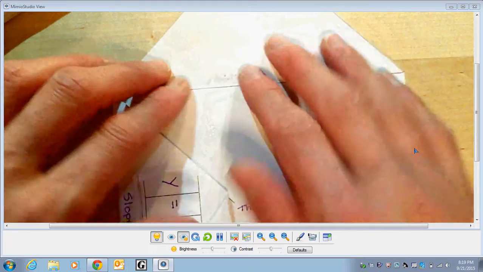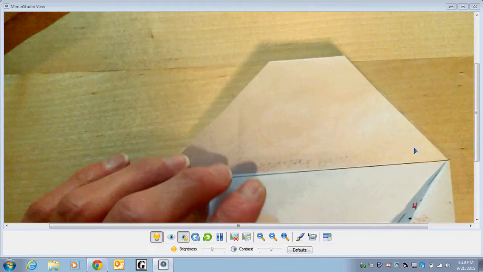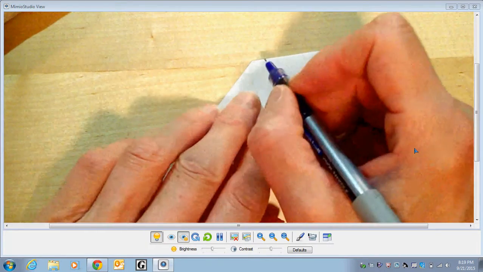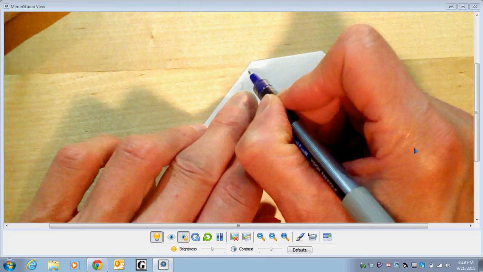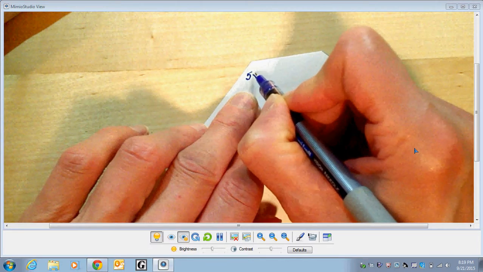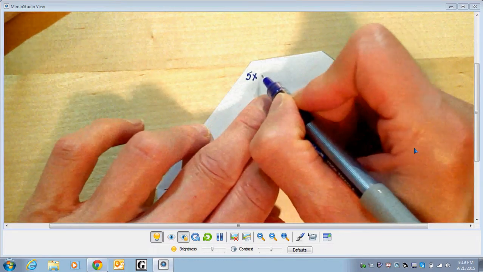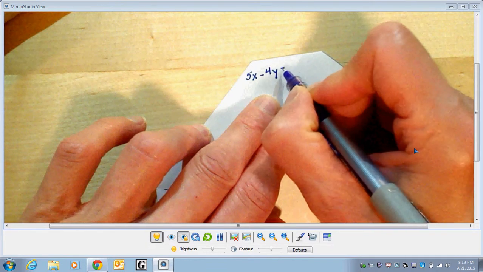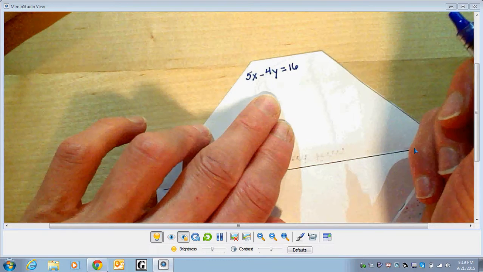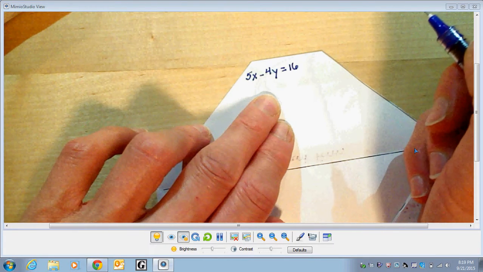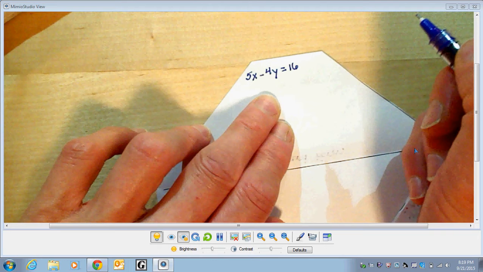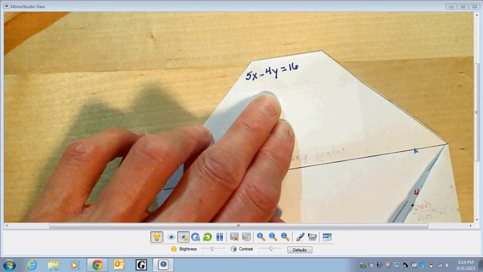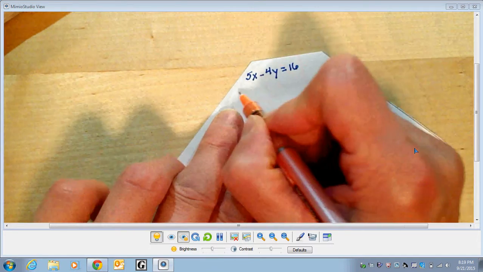So let's go ahead and open this up and let's see what I'm talking about. So I'm going to write down the form of a line, equation of a line in standard form. 5x minus 4y is equal to 16. Okay? And what do I want? I want to know what are the x and the y intercepts. So that's my question that I want to solve. So I'm going to write that here.